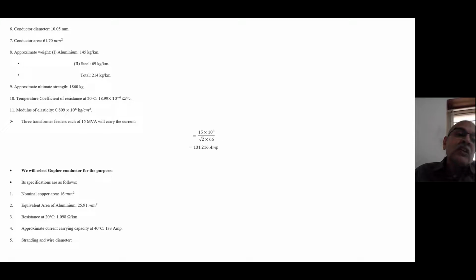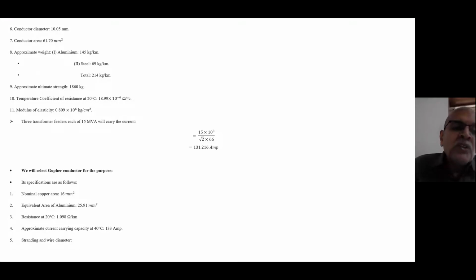Approximate ultimate strength means that at 1860 kg the conductor will break. So if you go on stretching, if you don't allow sag, then the conductor will break. That should not happen. Not only that, but you will keep some factor of safety. That is discretionary. You may keep 2, you may keep 3. If you keep 3, then you will allow a strength of 1860 divided by 3.